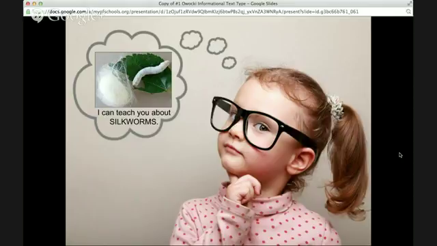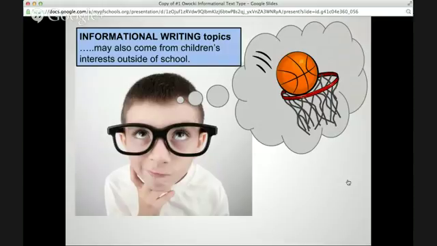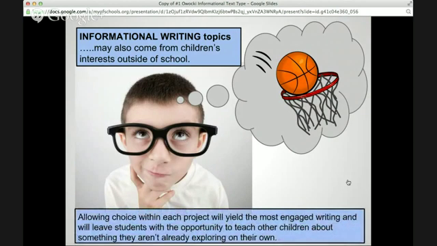She's going to get us started with informational text type. And here we have one of our first graders in Grand Forks Public Schools. The great thing about informational text is that it helps kids develop and firm up their content area understandings, and it helps to acknowledge their interest areas, because we know that when kids can write within their interests, you get a higher degree of engagement, and you give kids an opportunity to share what they know, to teach someone else through their writing.